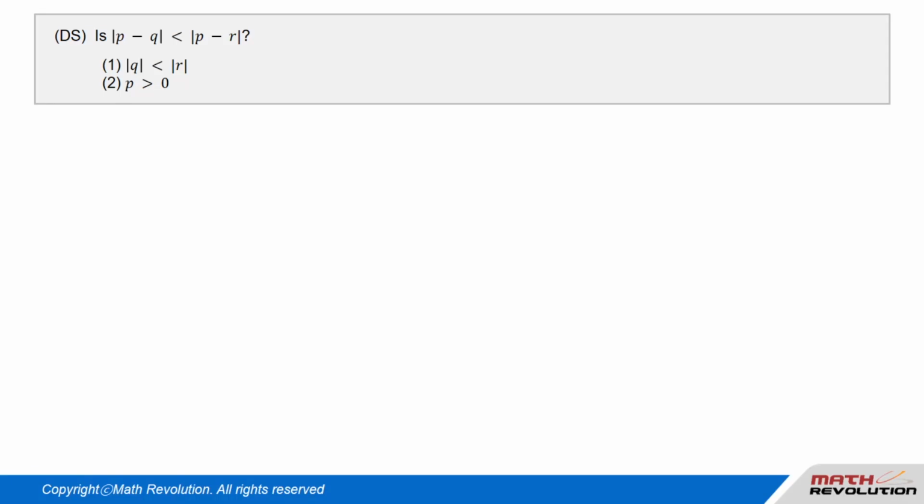Question. DS. Is the absolute value of p minus q less than the absolute value of p minus r? Condition 1. The absolute value of q is less than the absolute value of r. Condition 2. p is greater than 0.